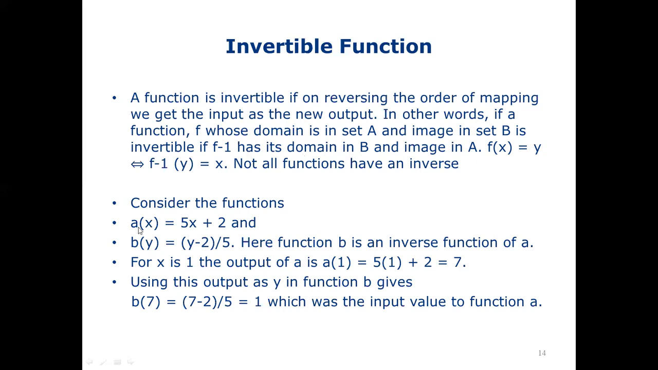For example, if a of x is a function, 5x plus 2, and b of y is (y minus 2) by 5. Here, by putting in the values, suppose for x as 1, the output comes to be 7. For a of x, the value comes out to be 7. But when I put b of 7, the value comes out to be 1. That means both are interchanging, you can say. So then we call it an invertible function.